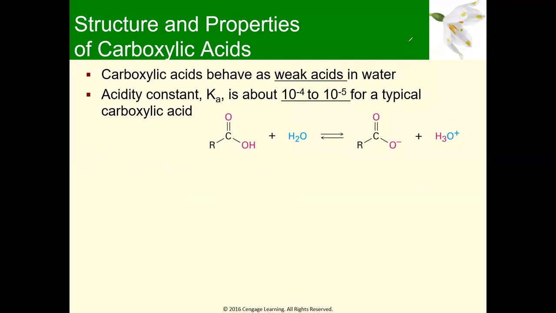Now, remember, we've been talking more and more about pKa's lately, right? So a Ka is different than a pKa. The pKa, remember, is equal to the negative log of the Ka. And so if we were to think about the pKa's of these, it would be anywhere between 4 to 5, because the negative log of 10 to the -4 is 4, the negative log of 10 to the -5 is 5. So the pKa's of carboxylic acids tend to be in that range of 4 to 5.